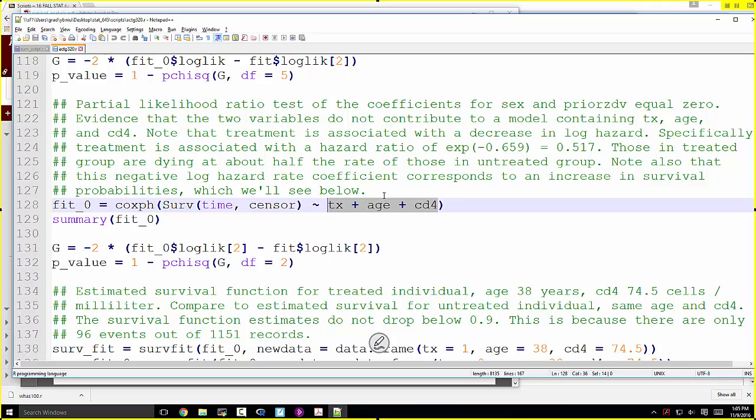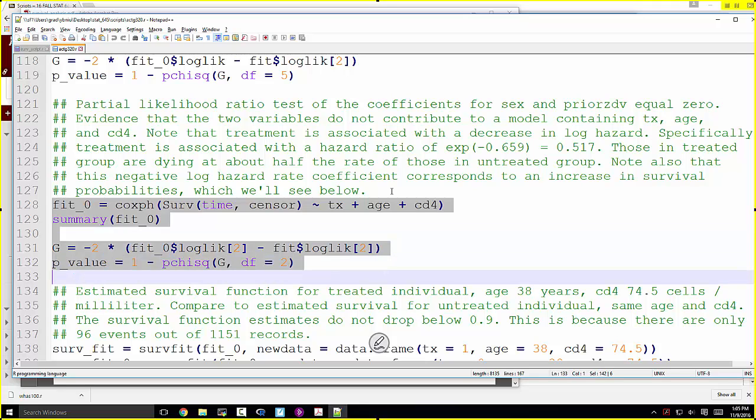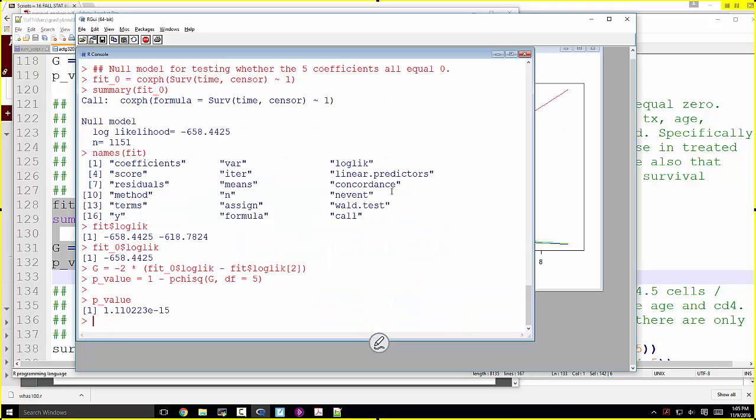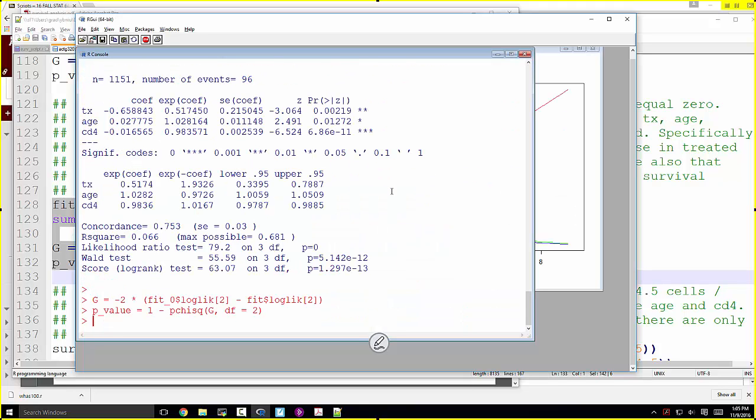That is now fit0. So this is the same idea. Fit up above is the unrestricted model. Now we have a different restricted model. The degrees of freedom between these two is now 2, because we're only taking 2 out.